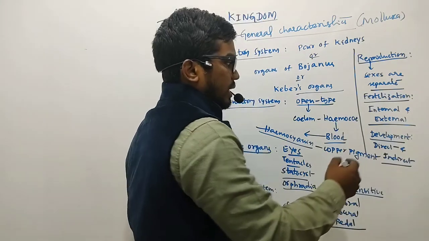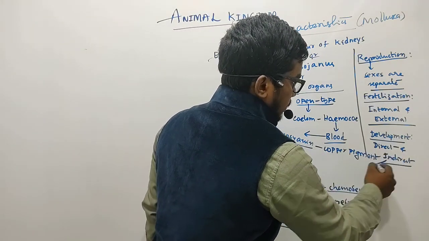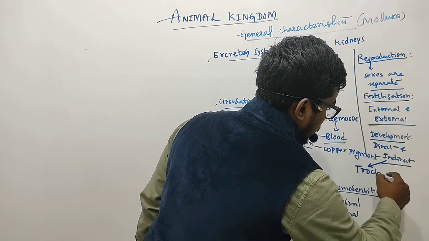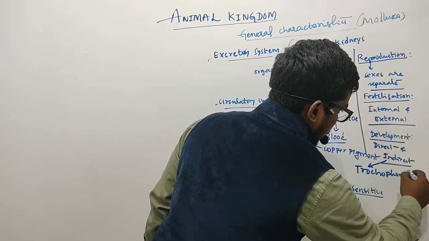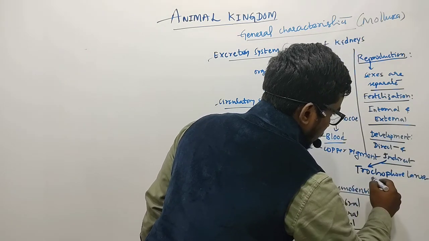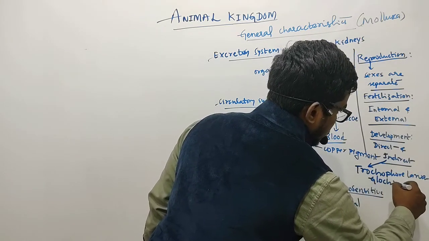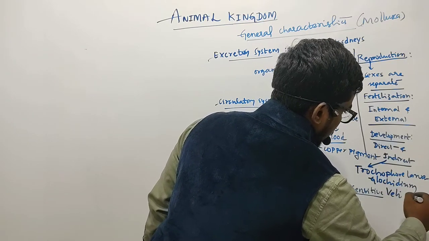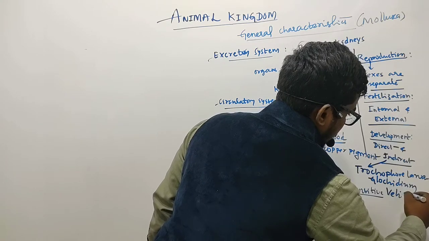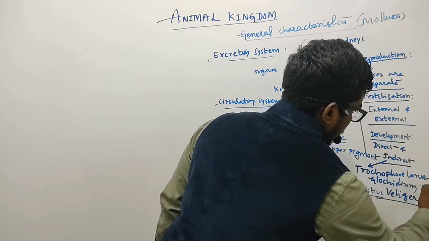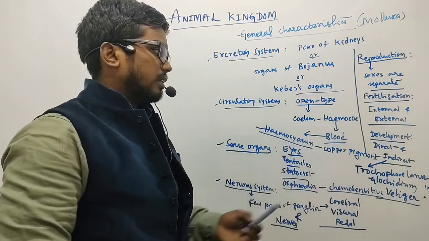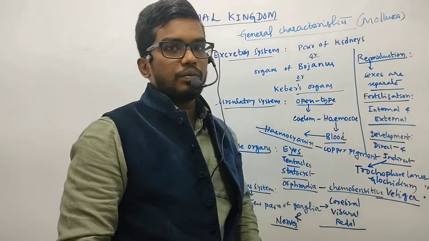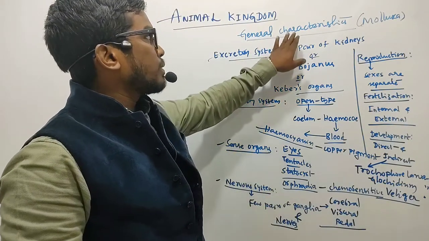So what are the indirect larval stages we have? We have many larval stages like trochophore larva, or glaucidium larva, and then further we can also say veliger as well. So these are the three major larval stages which can be seen with respect to the phylum Mollusca.